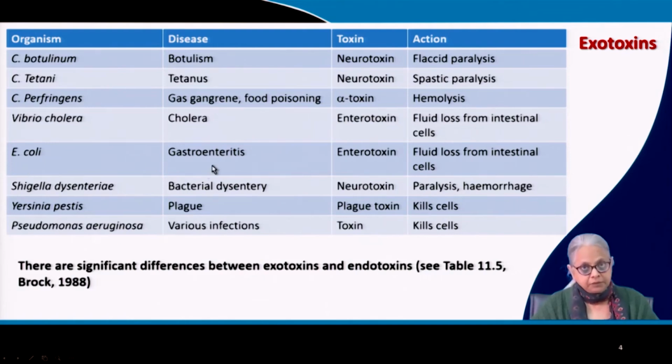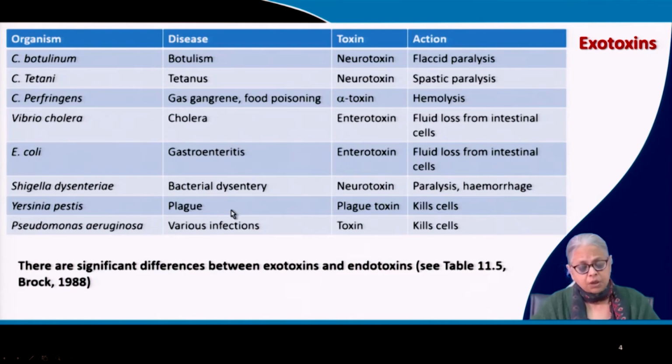E. coli, the virulent strain of E. coli, can cause gastroenteritis. It's an enterotoxin again. Remember, these are both examples of enterotoxins, and the same effect, fluid loss from intestinal cells. Shigella dysenteriae causes bacterial dysentery, and it's also a neurotoxin. It causes paralysis, hemorrhage, and so many other effects.